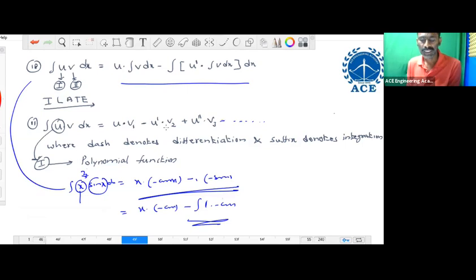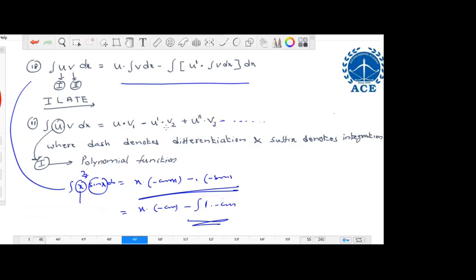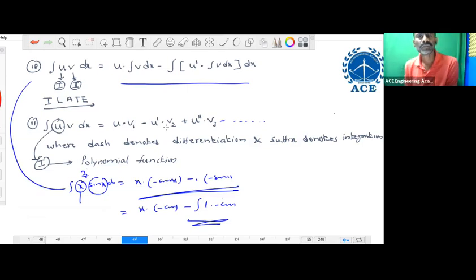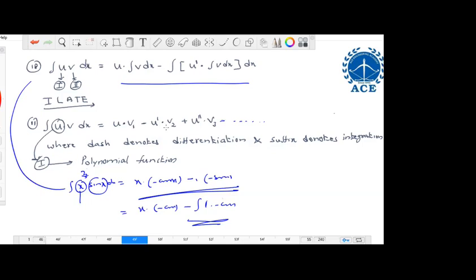It's a simple method. It is useful for Fourier transforms and Fourier integrals, because there we can find sine into a function of x, or cos into a function of x like that. Yes. Okay. Thank you.